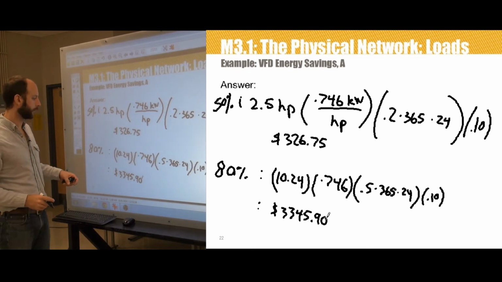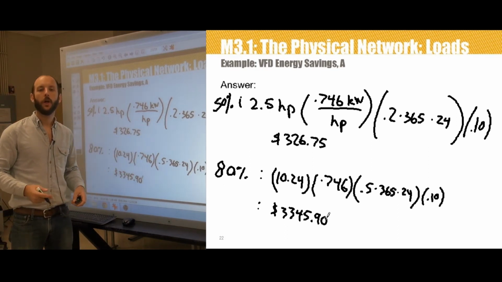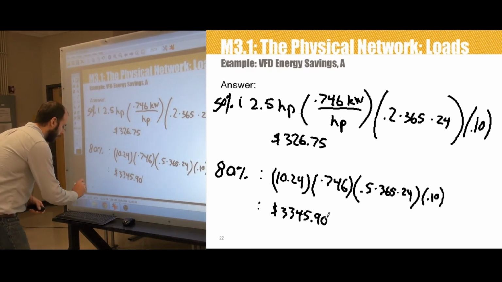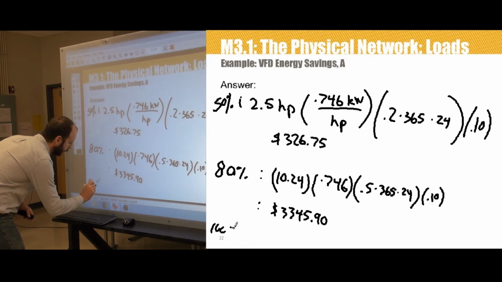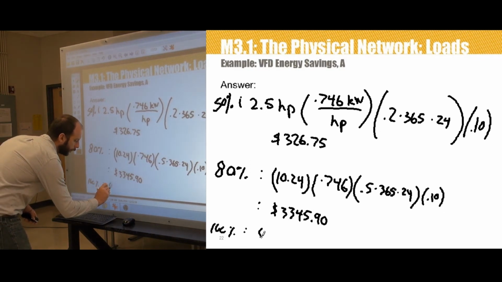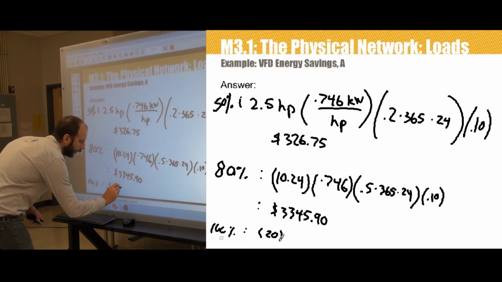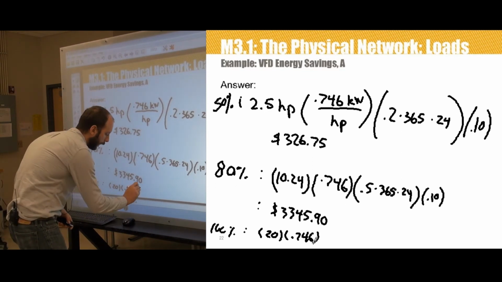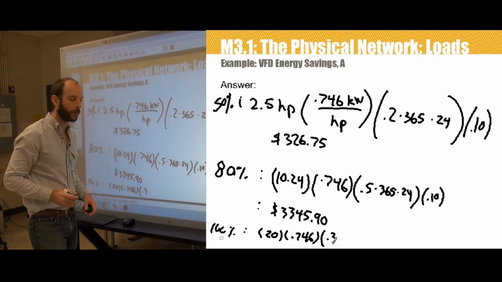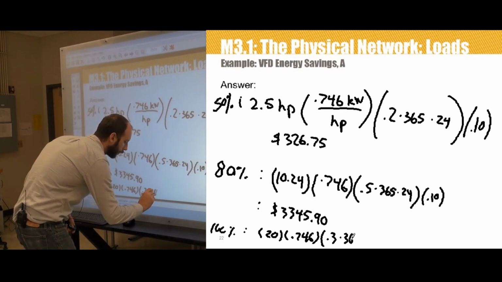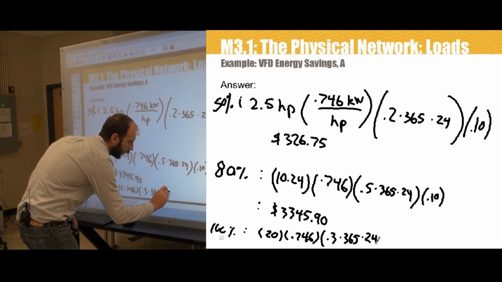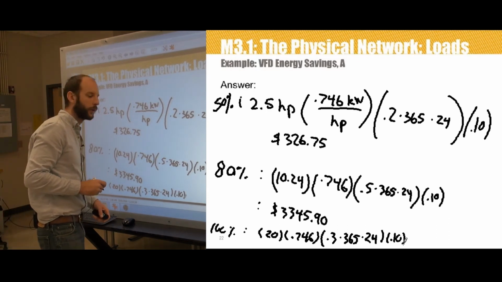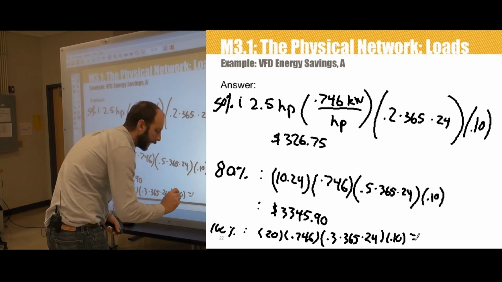So that's not the end of the calculation, right? 0.5 plus 0.2 is only 0.7. 30% of the year we're running at full speed, right? So we need to do our full speed calculation. 100% is going to be 20 horsepower times 0.746 to convert from horsepower over into kilowatts. This accounts for 0.3 of the operation time times 365 times 24 hours a day times $0.10 per kilowatt hour. Then we get $3,920.98.